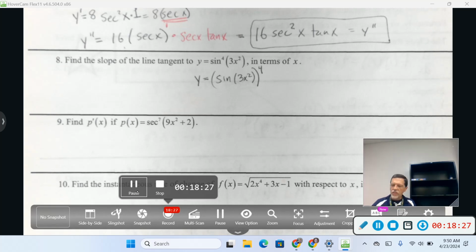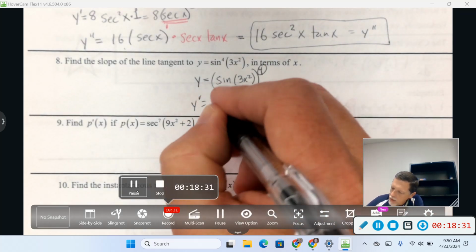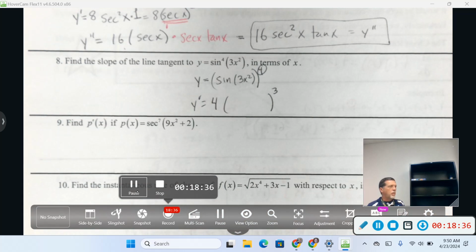So what's the outermost thing? The 4. So y prime is 4 times the inside stuff cubed. Right? That's the power rule. And don't mess with the inside stuff while we're handling one rule at a time.